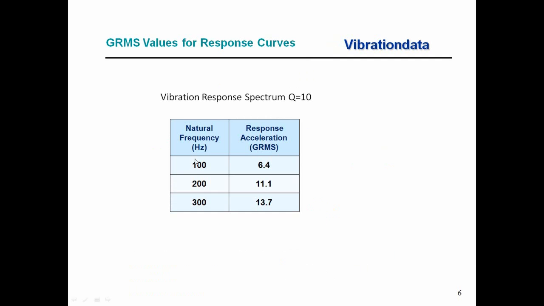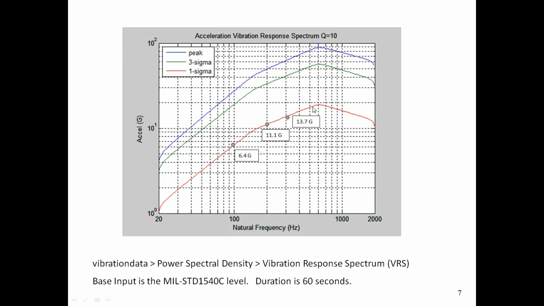So here was our table that we came up with, our 3 natural frequencies, our 3 corresponding response acceleration GRMS levels, and I've noted that this is going to be a vibration response spectrum with Q equal to 10. And then this is the plot that I've essentially demonstrated to you already. This is the acceleration response spectrum. I've carefully noted that Q is equal to 10.